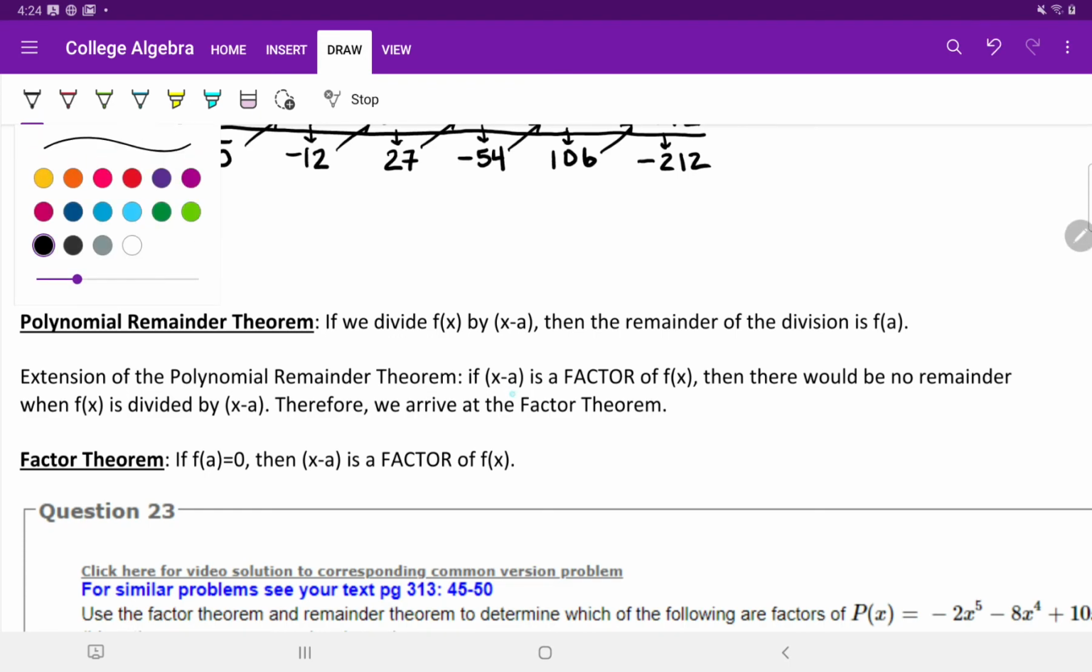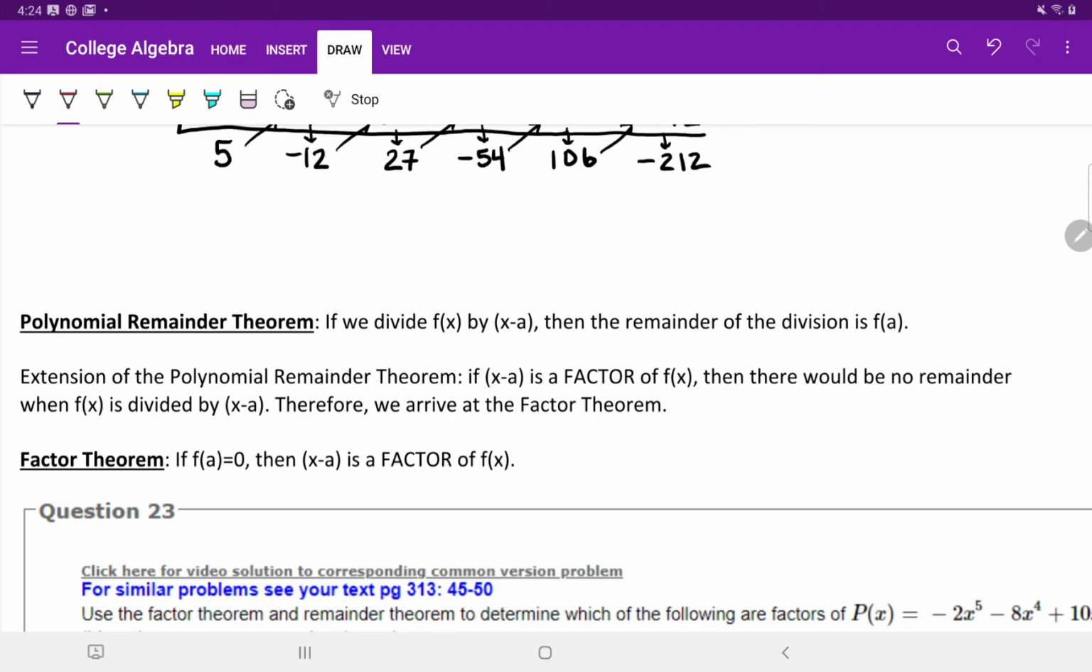The polynomial remainder theorem says if we divide a polynomial by x minus a, then the remainder of our division is going to be f of a. So we could plug a into f and see what the remainder would be before we ever even divide. Now that's not super useful in algebra, but what is useful is something called the factor theorem.